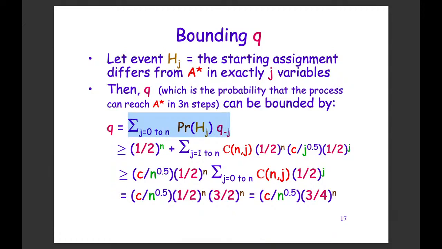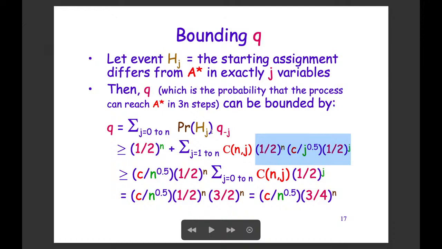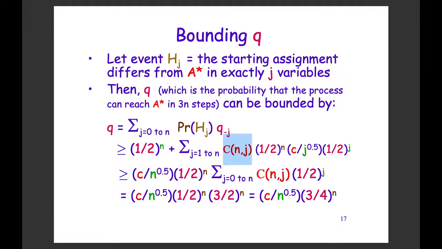So this is actually a weighted sum of what is happening. This is by the definition of probability, right? After that, it is just algebra. We can plug in the formula for Q minus J here. And then the probability of Xj here is simply n choose J, because we are starting with a random assignment. So there are n choose J times 1 over 2 to the power n chance for us to be selecting exactly J variables that are not the same as A star. After simplification, we will find that this probability Q is something like this.